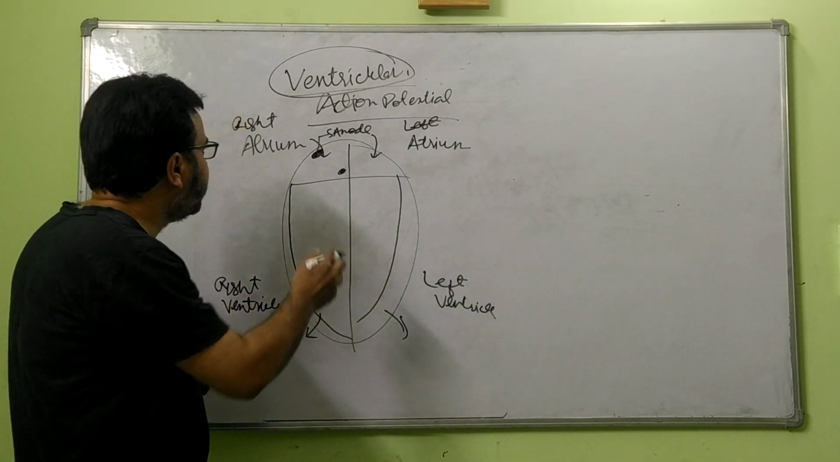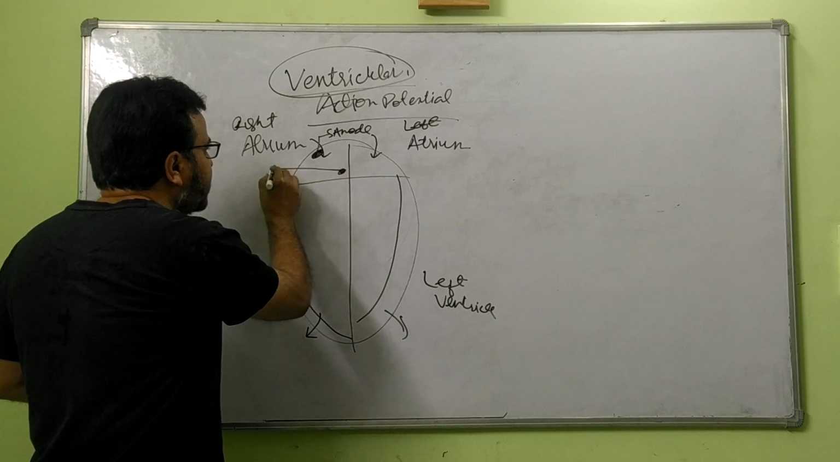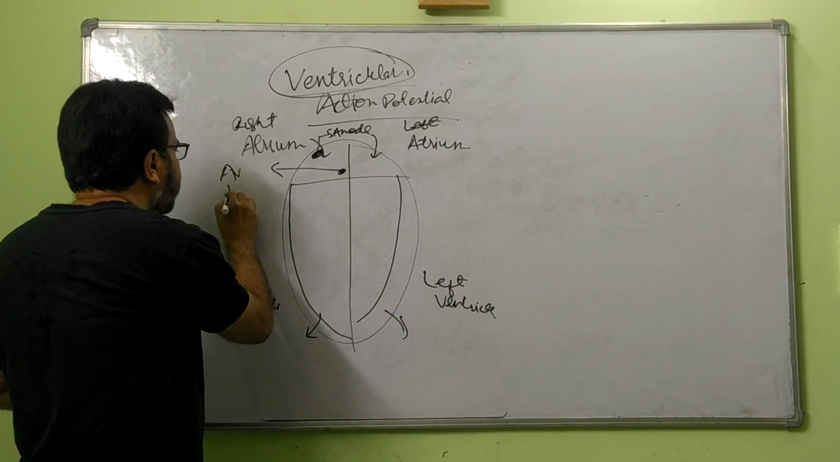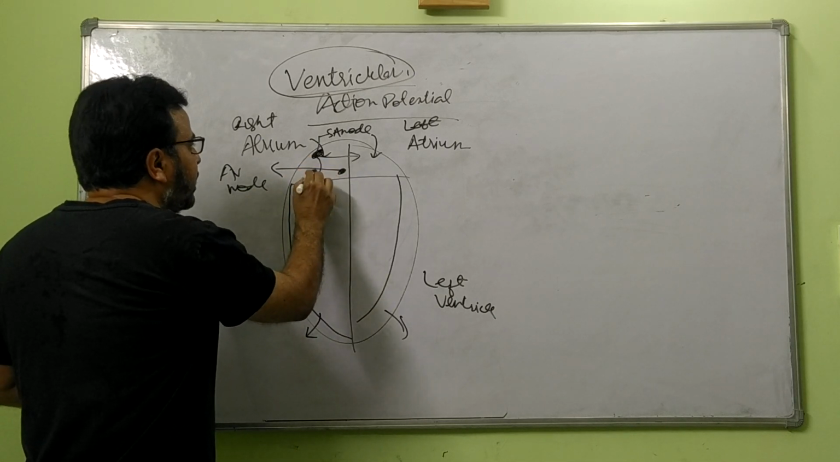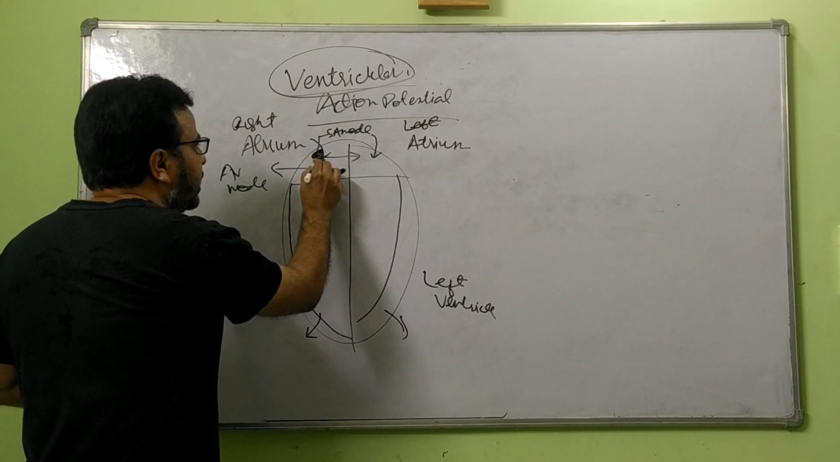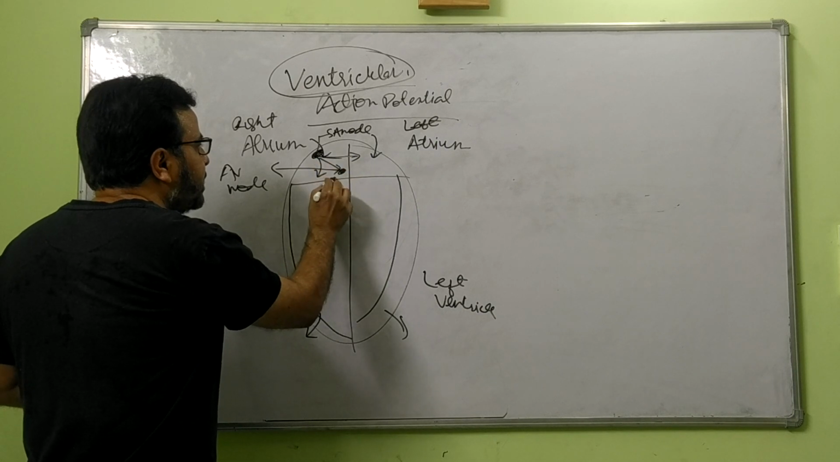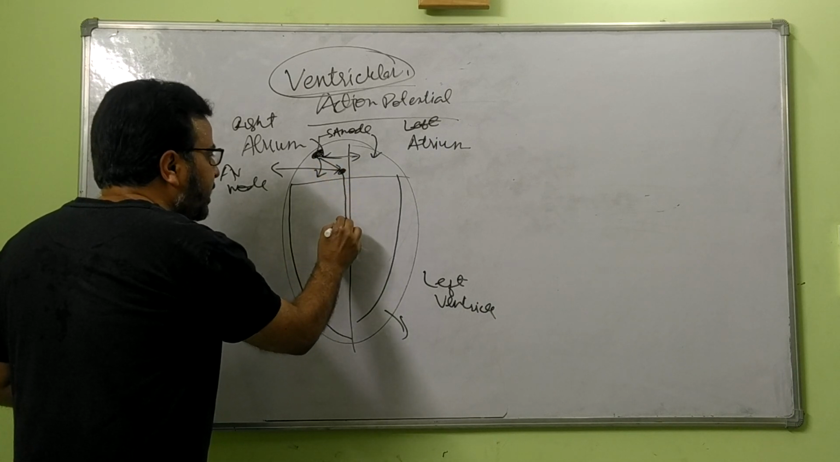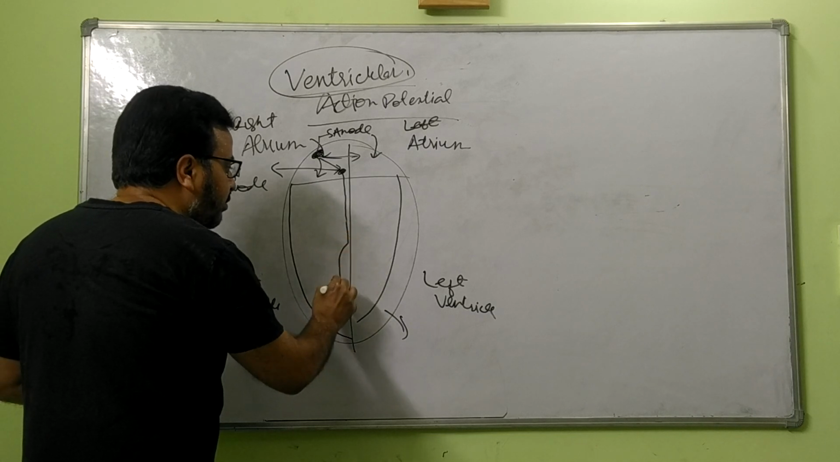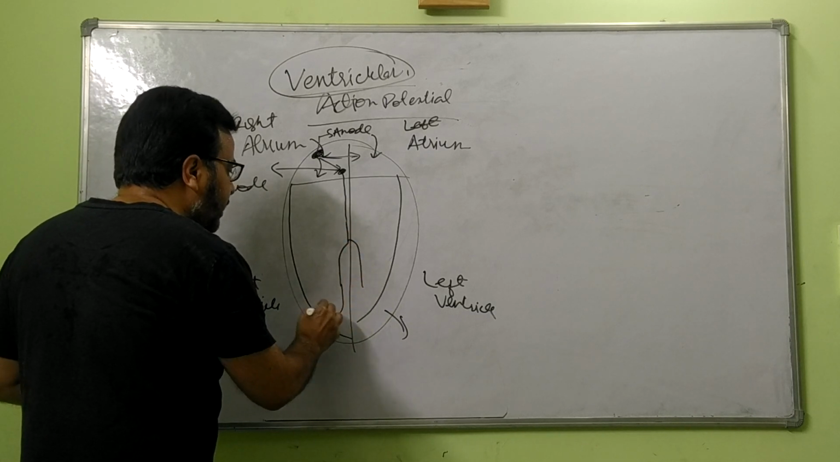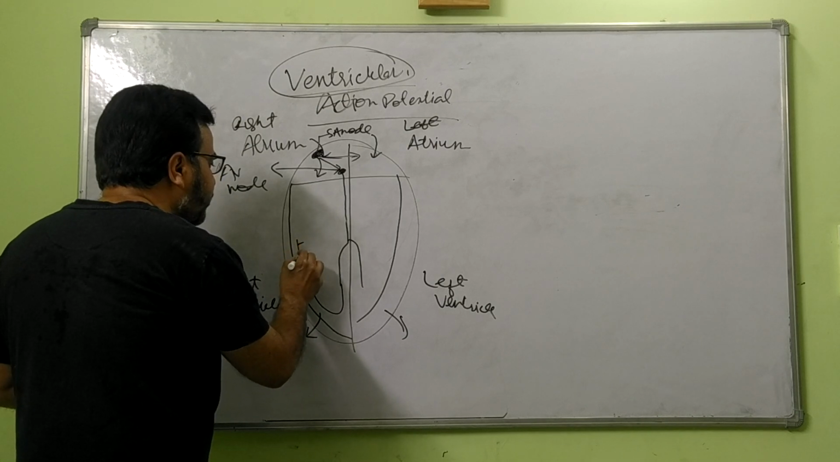First we study this SA node and this AV node, the atrioventricular node. These nodes are the nodal musculatures giving currents to the atrium, as well as this AV node, and the AV node continues with the bundle of His, bifurcating into left and right bundle and finally culminating into the Purkinje fibers.